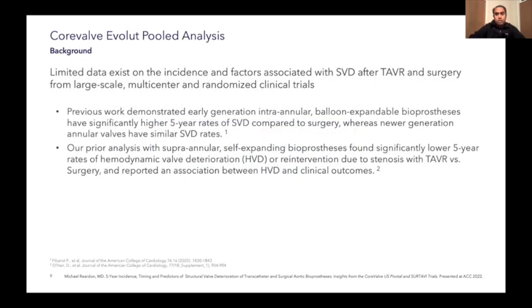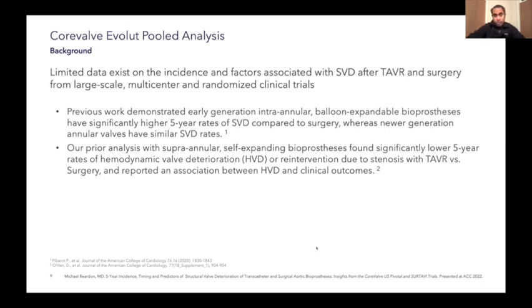And so there was this previous notion that at 5 years of data, surgery would cross with transcatheter aortic valve replacement, and that transcatheter aortic valve replacement may not be the most durable solution for your patient. But obviously there was a lot of observational data and prior analyses that showed lower rates of hemodynamic valve deterioration and reintervention due to stenosis with TAVR versus surgery, and reported an association between hemodynamic valve deterioration and clinical outcomes.